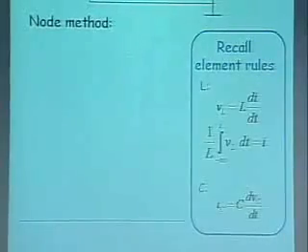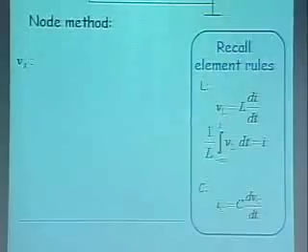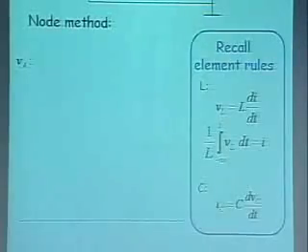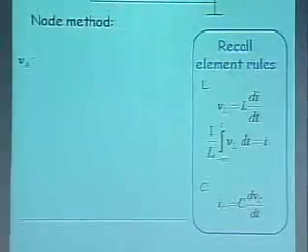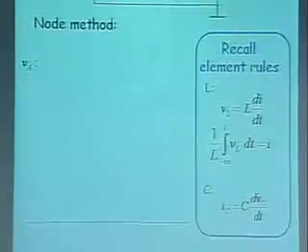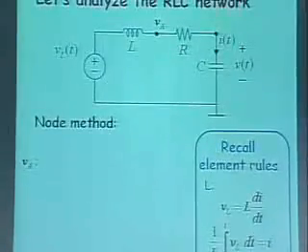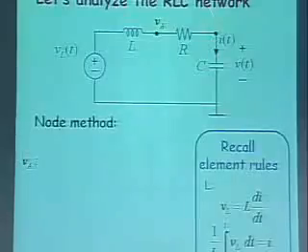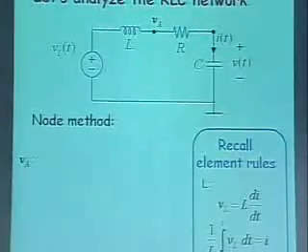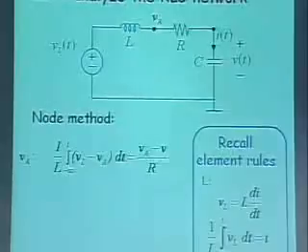So we start by using the usual node method. I have two nodes in this case. Unlike the LC circuits, I have two unknown nodes. One is this node here with the node voltage V_A, and the second node is the node with voltage V. So let me start with V_A and write the node equation for that.